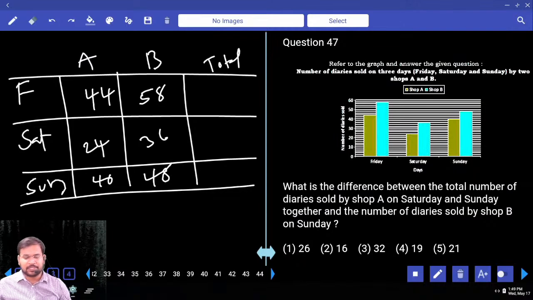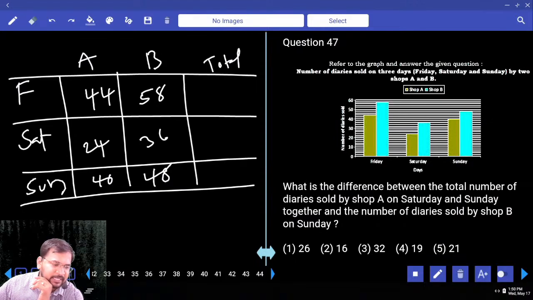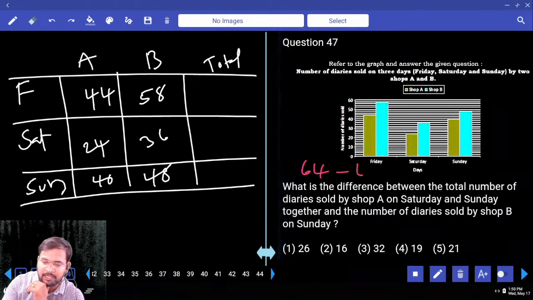Now, see the first question. What is the difference between the total number of diaries sold by shop A on Saturday and Sunday together, and the number of diaries sold by shop B on Sunday? Shop A, Saturday and Sunday together is 64. And shop B on Sunday is what? 48. 64 and 48. Difference is what?